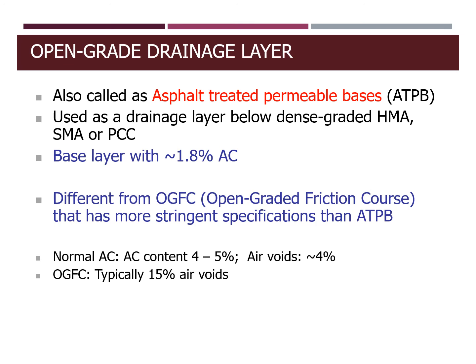It will be very different from another course, the open graded friction course, OGFC, which will also use the open graded mix. The open graded friction course will have a much more stringent specification than ATPB. For OGFC, different from the normal asphalt concrete with the AC contents of 4 to 5% and air voids of 4%, the OGFC will usually have air voids around 15%, and this value can be even higher as there isn't any upper bound on the air voids percentage.